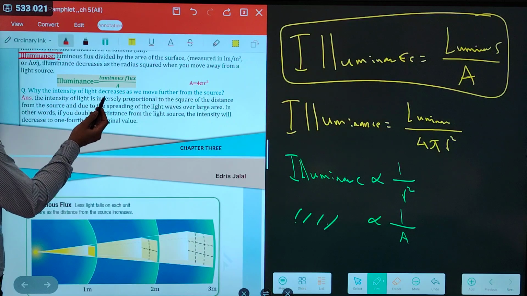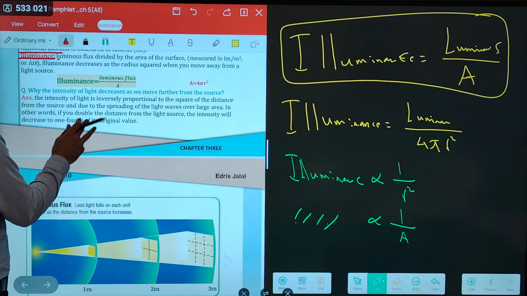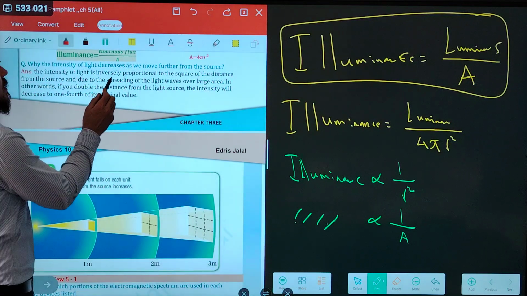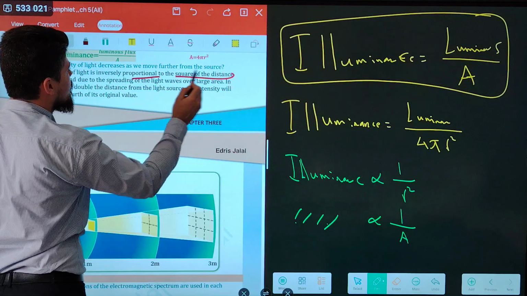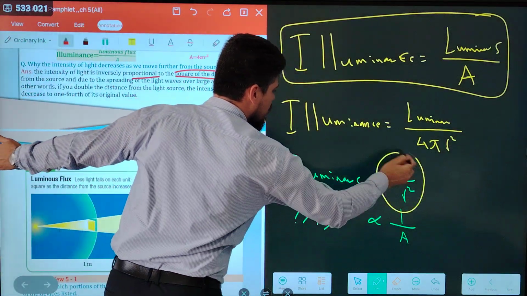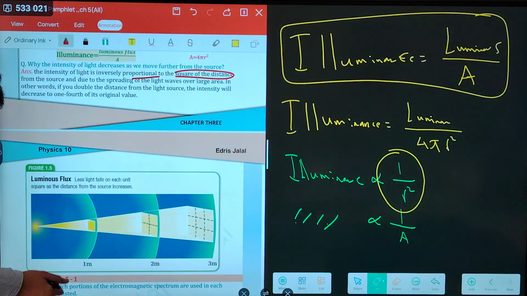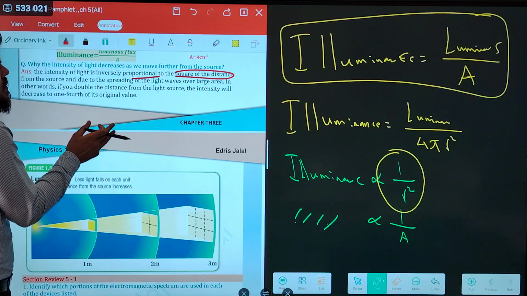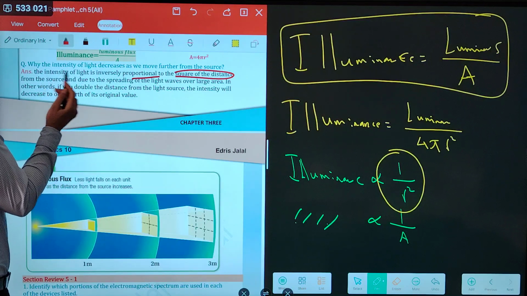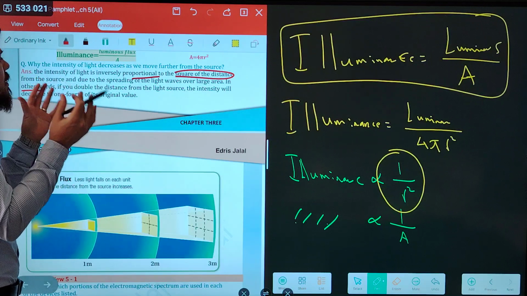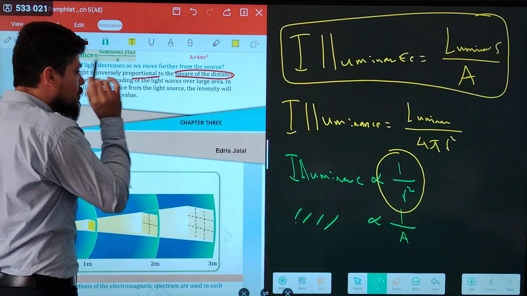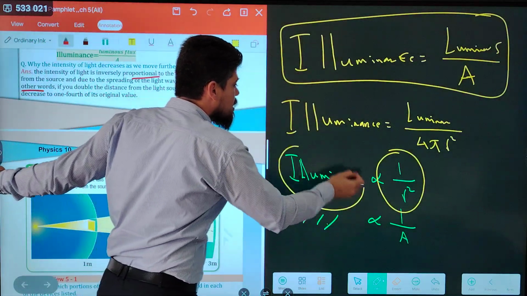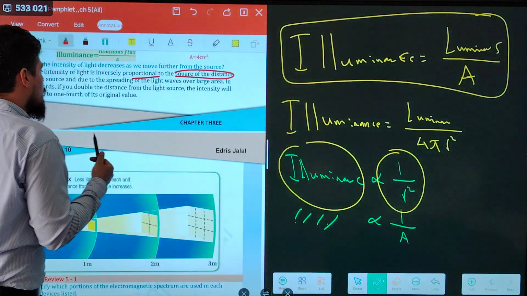Why does the intensity of the light decrease as we move further from the source? Because the intensity of the light is inversely proportional to the square of the distance from the source, due to the spreading of the light waves over a larger area. In other words, if you double the distance from the light source, the illuminance decreases by a factor of 1/4.